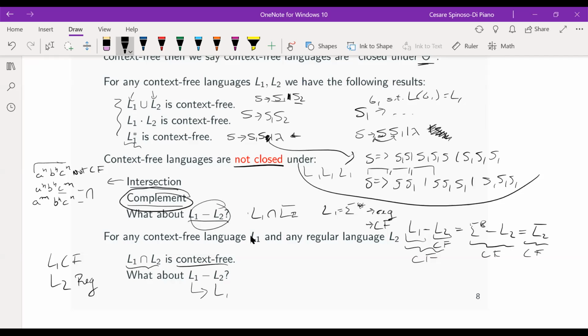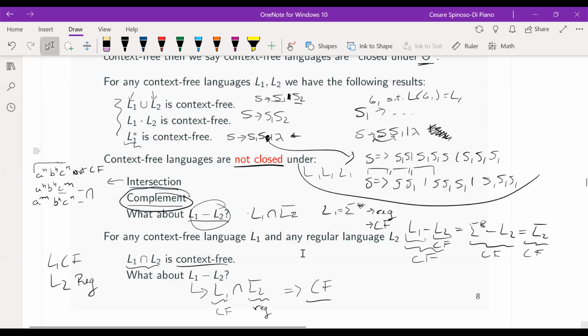Why? Because L1 minus L2 is L1 intersect L2 complement. L2 complement is regular because regular languages are closed under complementation. So you have L1 context-free, intersect something regular. That would mean that the whole thing is context-free.